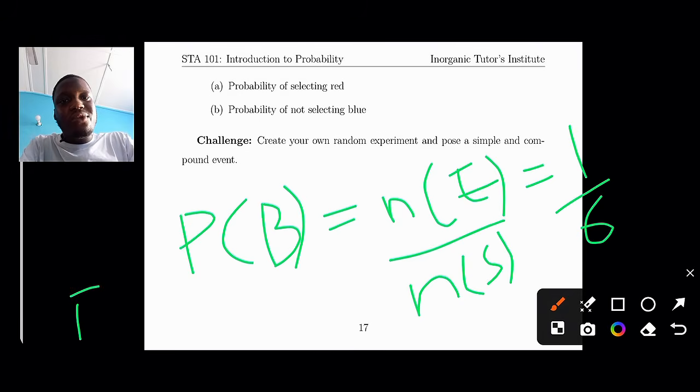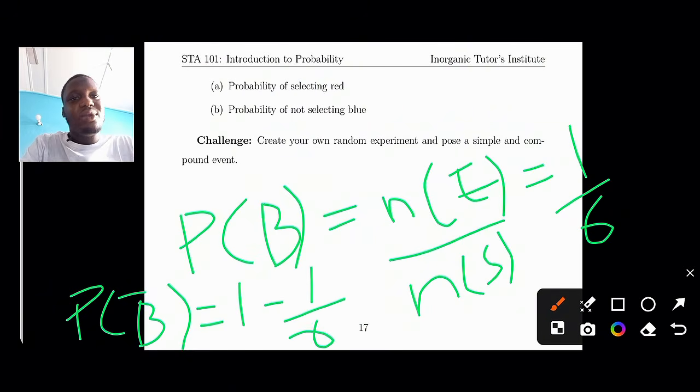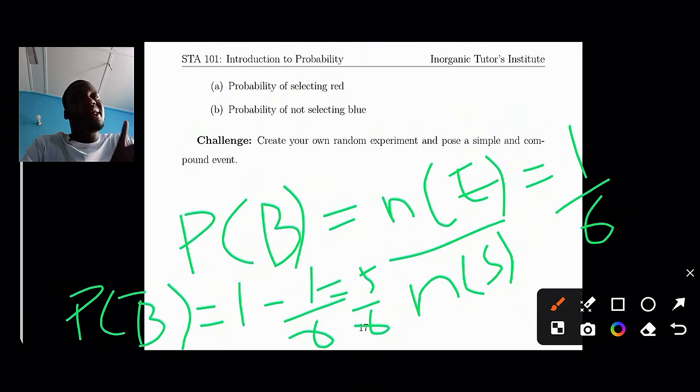So the probability of not selecting blue is 1 minus selecting blue, which is 5/6. Okay, so that's also another application of complementary events. So if you see not selecting and you feel it's easy to find the selecting, you can find the selecting, then apply it to find the not selecting. And remember, not selecting is always equal to 1 minus selecting.